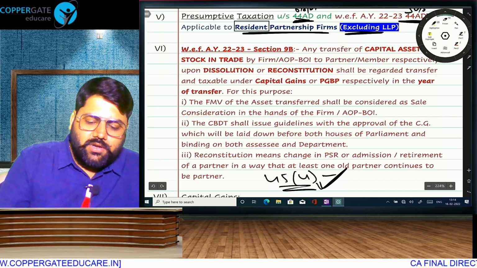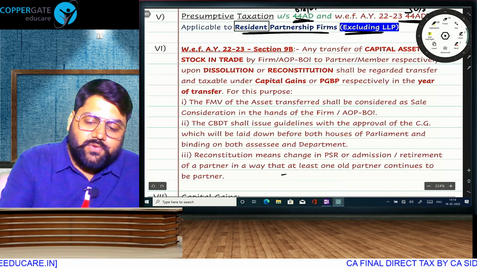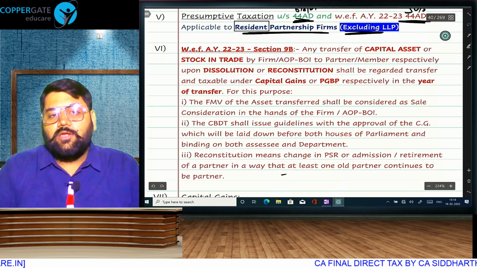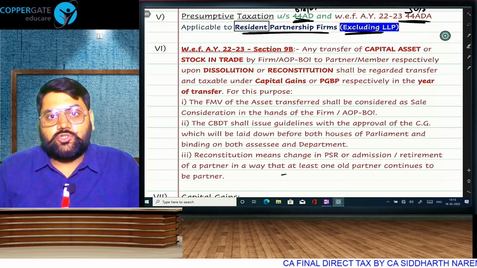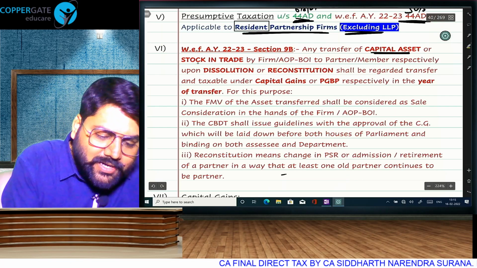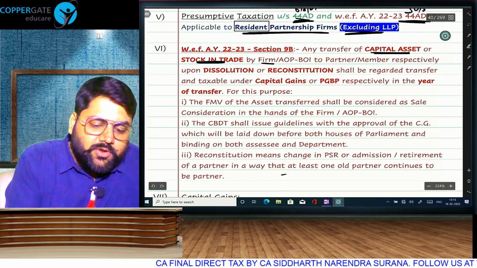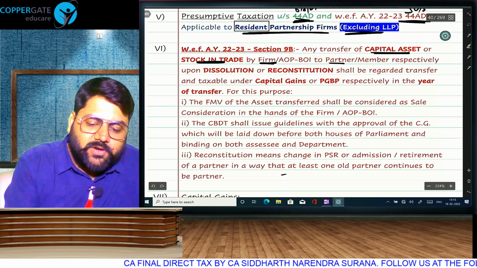So 45.4 we will do later, but you will understand 45.4 only if you understand 9B properly, and 9B itself is also a newly introduced section. So transfer of capital asset or stock in trade. Two assets are being transferred. By whom? Firm, obviously. Firm will transfer to partner.